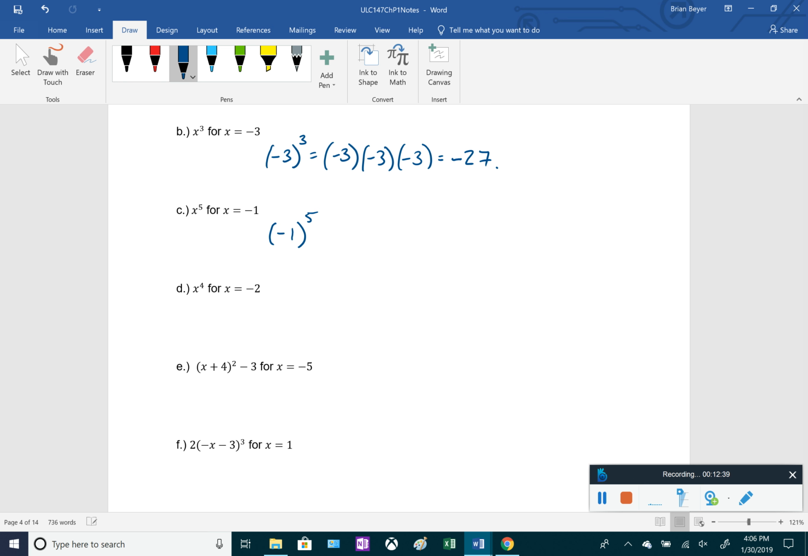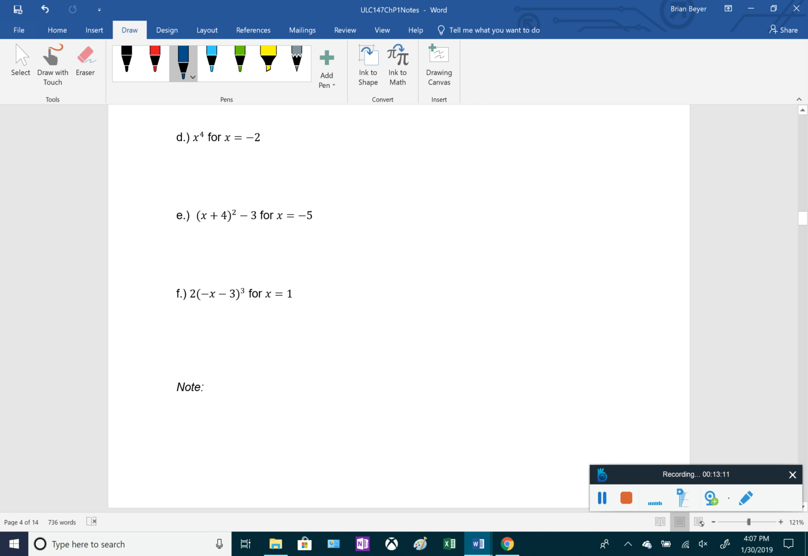So it's going to be negative 1 to the 5th. We could write this out as negative 1 times itself 5 times, or we can recognize that the exponent is odd and the base is negative, so we know it's going to be a negative answer. 1 raised to the 5th power is just 1. So negative 1 raised to an odd power is negative 1. Negative 1 raised to an even power would be positive 1.